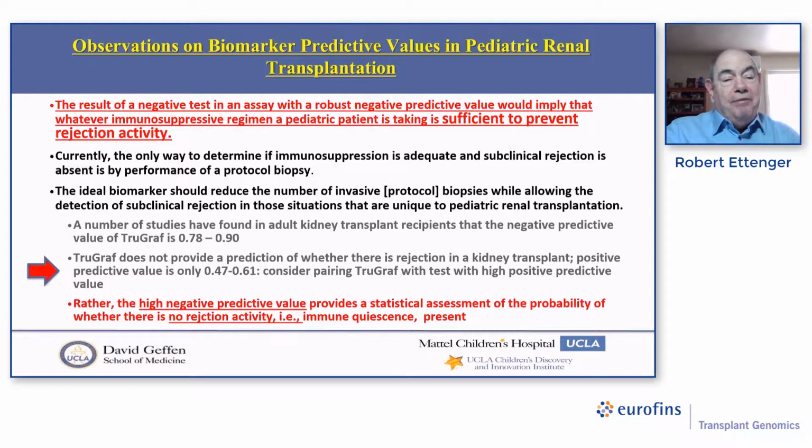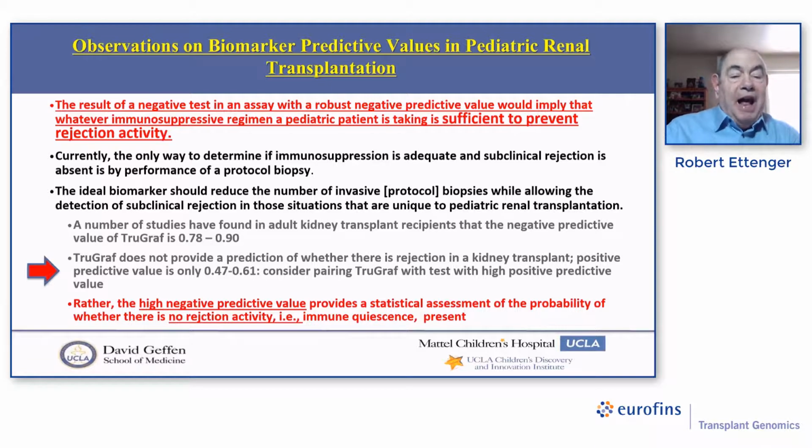I mentioned TruGraf before, and it's important to note that TruGraf does not provide a prediction of whether there is actual rejection in the transplant, because the positive predictive value is relatively low. The negative predictive value is quite high, but the positive predictive value is not particularly dramatic. Thus, it may be possible to consider pairing TruGraf with a test with a high positive predictive value to get a full and complete picture.